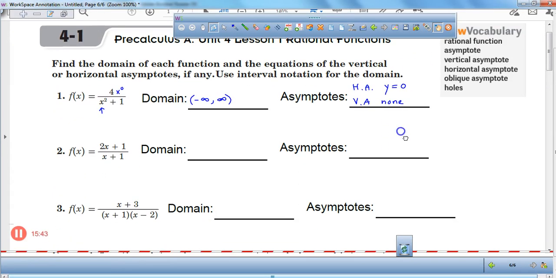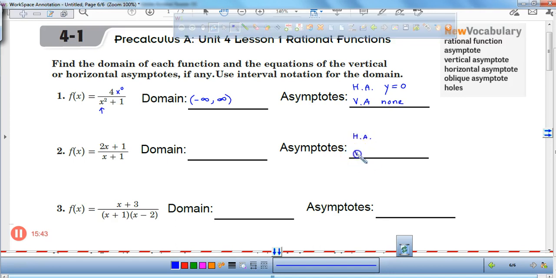All right, so the next one, what's the domain? What are the asymptotes? Let's start with the asymptotes. We have a horizontal asymptote, and we have a vertical asymptote. All right, our horizontal asymptote, does everybody see at this power? That's a 1 and that's a 1, so these are the same power. So it's going to be A over B. So our A value is 2. Our B value is 1. So 2 over 1 is 2. We have a horizontal asymptote at 2.